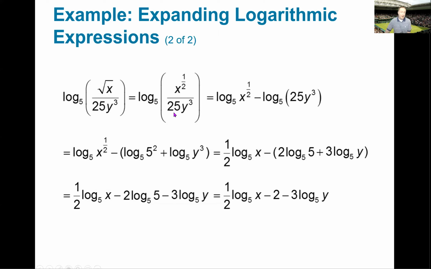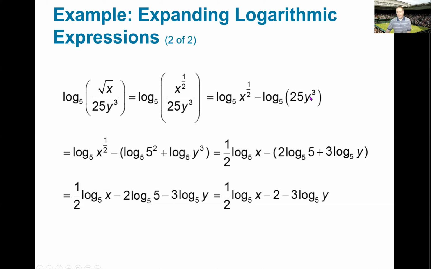So now I try to show that by just saying, well, that square root's the same thing as x to the 1/2 power. So if I first broke this up into two logarithms, and you don't have to show as many steps as I'm doing here. You could get by with far fewer steps. I'm really trying to show my work. I have the log base 5 of x to the 1/2 minus the log base 5 of my denominator, the 25y cubed.